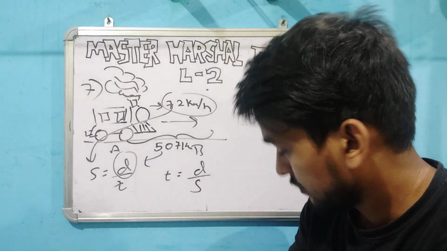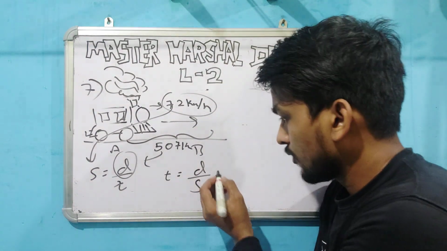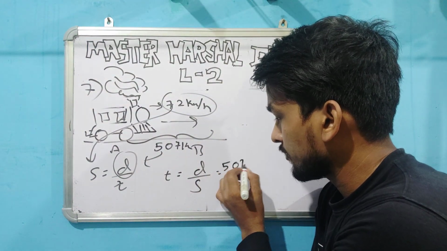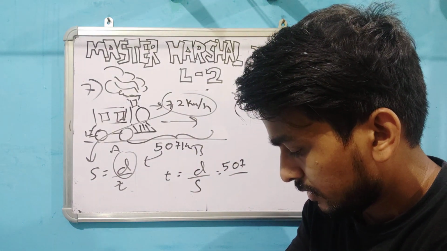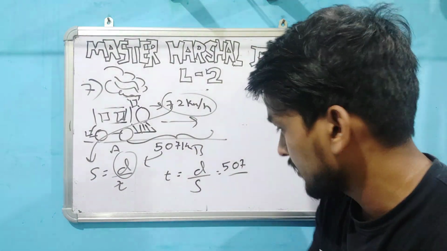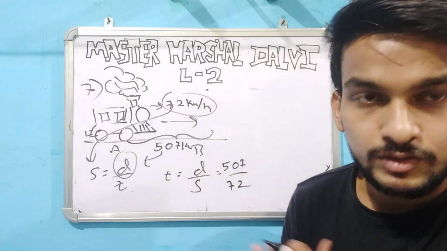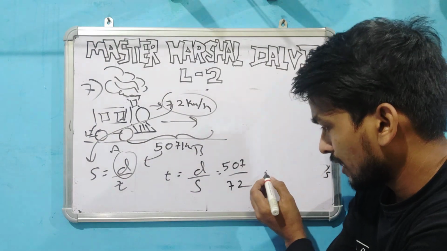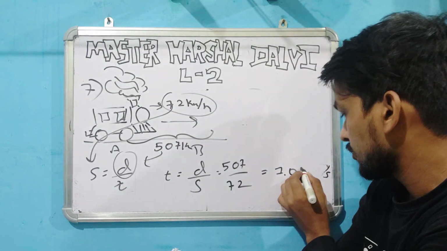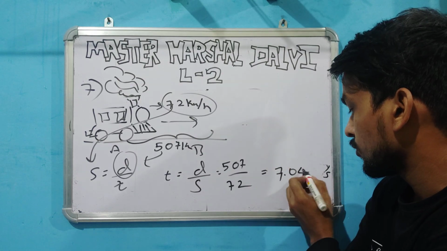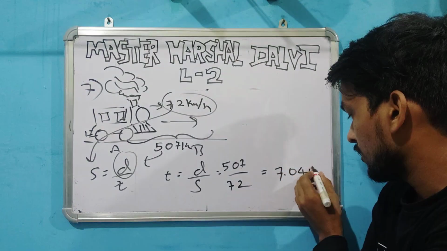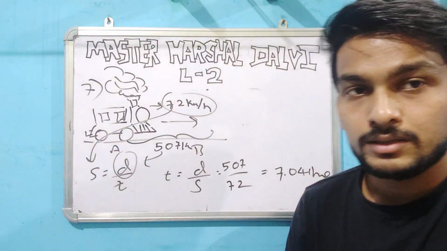Okay, that's really fine. What is your distance? 507. What is your speed? 72. Do the division and surely you will get something like 7.041, and that's your time, the t taken.